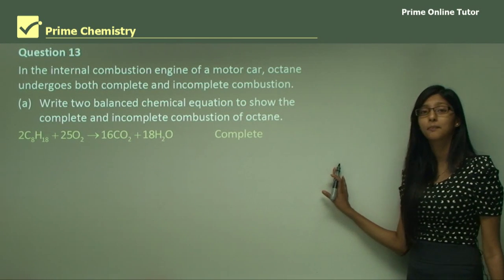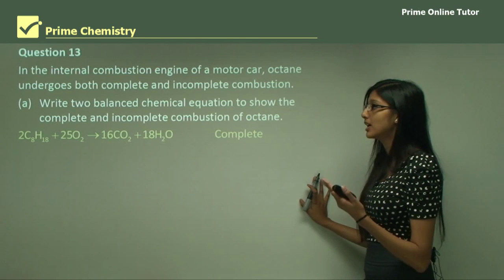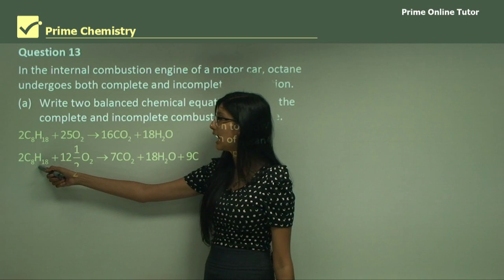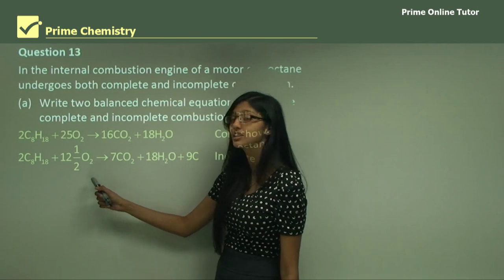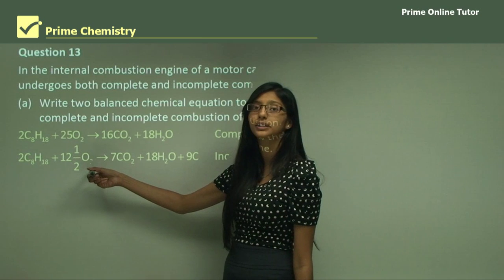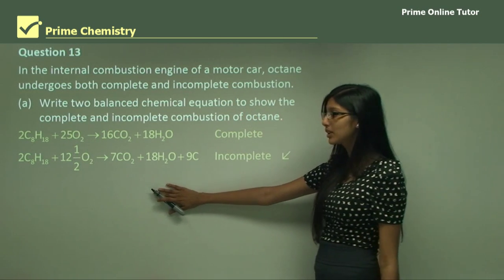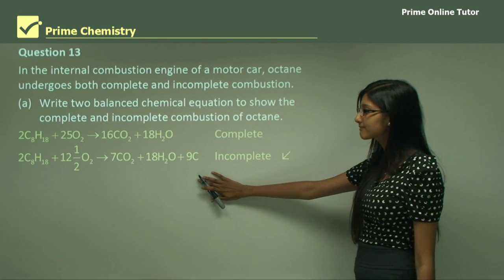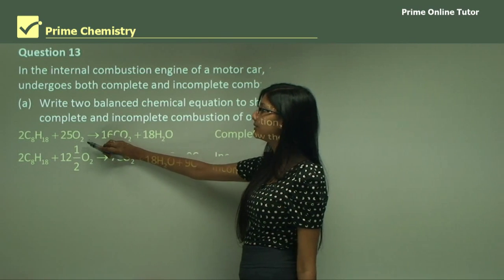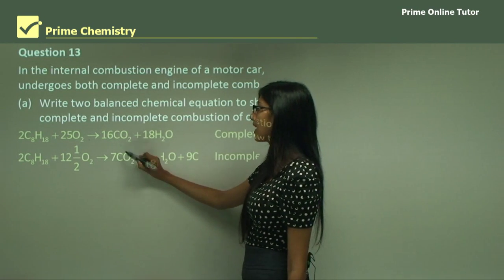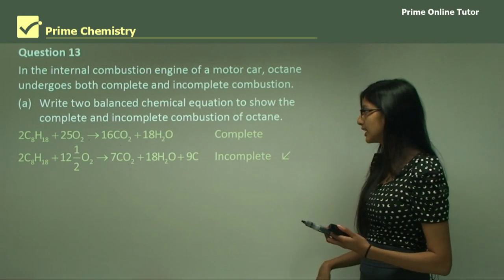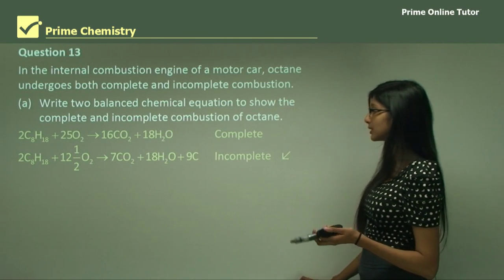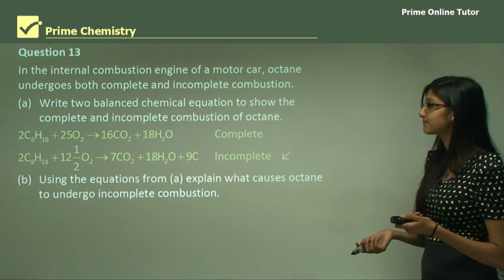Now, with incomplete combustion, obviously the amount of reactant, which is oxygen, will be reduced. So again, if we use the same amount of octane, which is two molecules, but this time only with 12.5 molecules of oxygen, we will get 7 molecules of carbon dioxide, 18 molecules of water, and 9 molecules of carbon. Here you can see that because we have reduced the amount of oxygen, the amount of carbon dioxide is also reduced in our products. Therefore, it is important to monitor chemical reactions because the product will be reduced eventually.